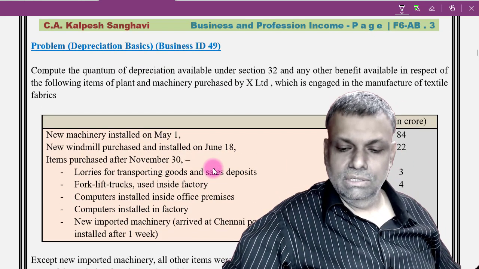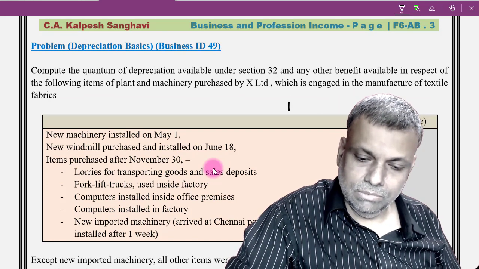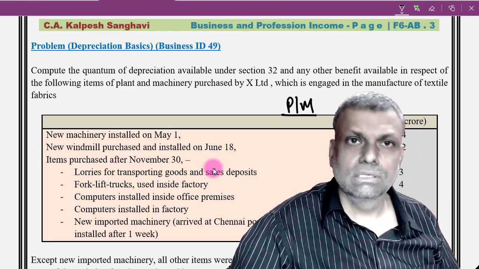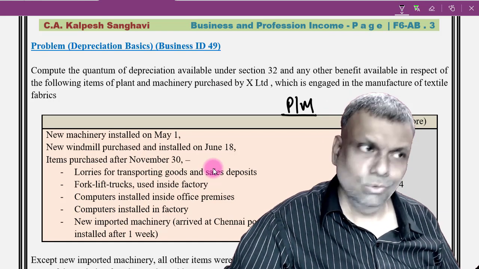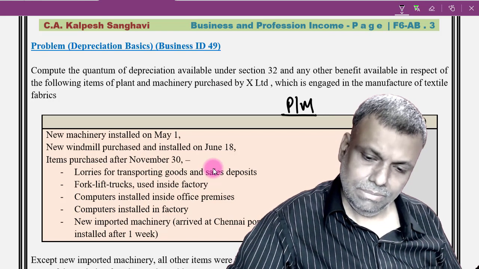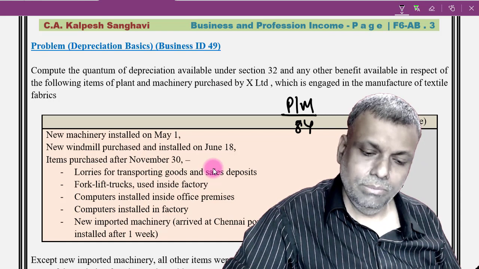Now, new machinery which is installed on May 1. So I will just say plant and machinery, one block. Opening will be nil only because this is a newly started business and all additions have been made during the year. So opening is nil. And we have plant and machinery first of all. So I will add 84. Now it is on May 1.